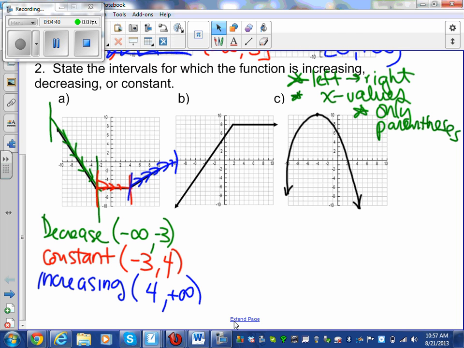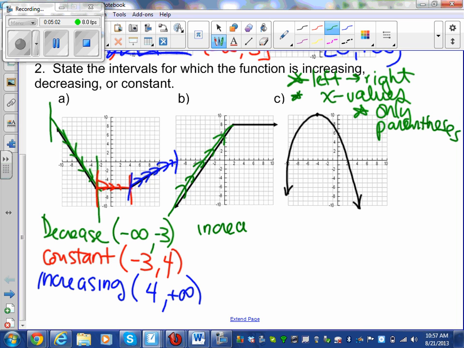Okay, if we go on to the other two, just keep in mind it doesn't necessarily have to have decreasing, increasing, and constant. It may only have one type. Maybe it has only 2. So you look at part B, again, start at the left-hand side. And this one increases first. And tell me where it increases from negative infinity to 2.